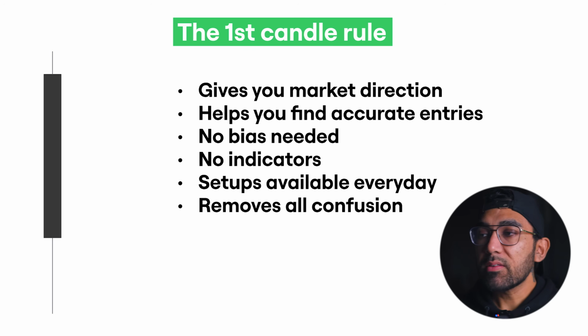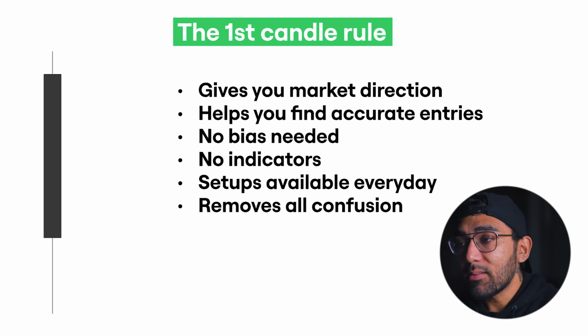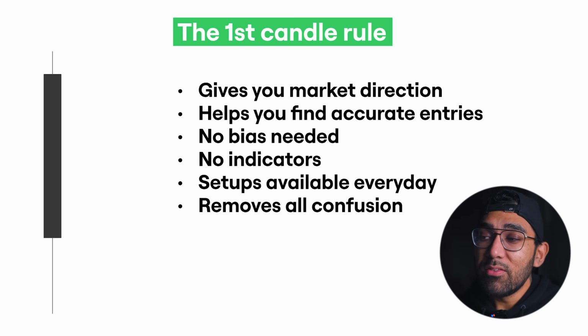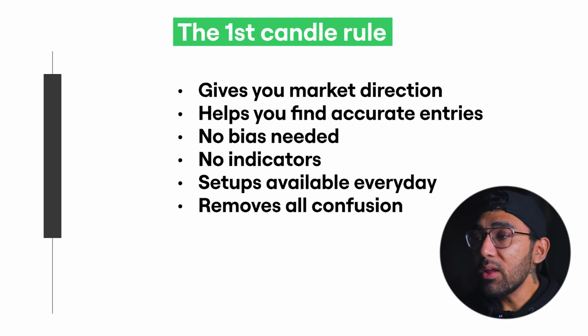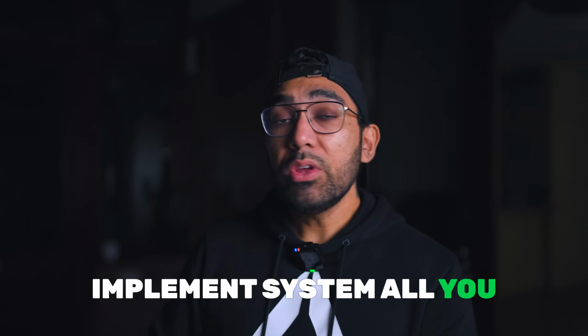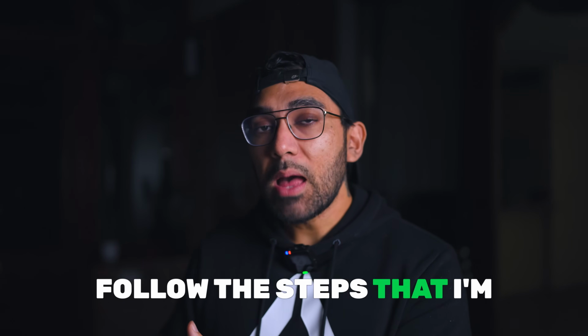Now, the great thing about the first candle rule is that, number one, it tells you the overall direction the market is going to be going in, and it can give you that information in just the first 5 minutes of your trading session. It also helps you understand where you're supposed to be finding your entries very accurately and with pinpoint precision. It doesn't really require any kind of bias, no fancy indicators, and it sets itself up every single day. So that really removes all of the guesswork out of your trading and makes this a very simple to implement system. All you need to do is essentially follow the steps that I'm about to show you and just execute the strategy.